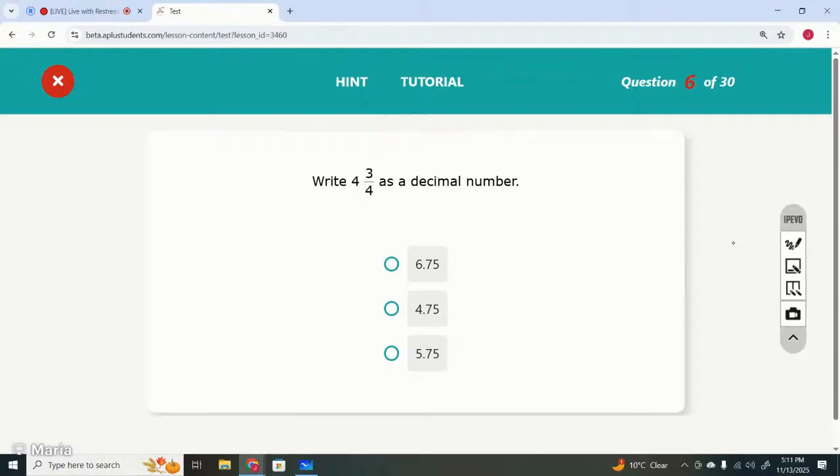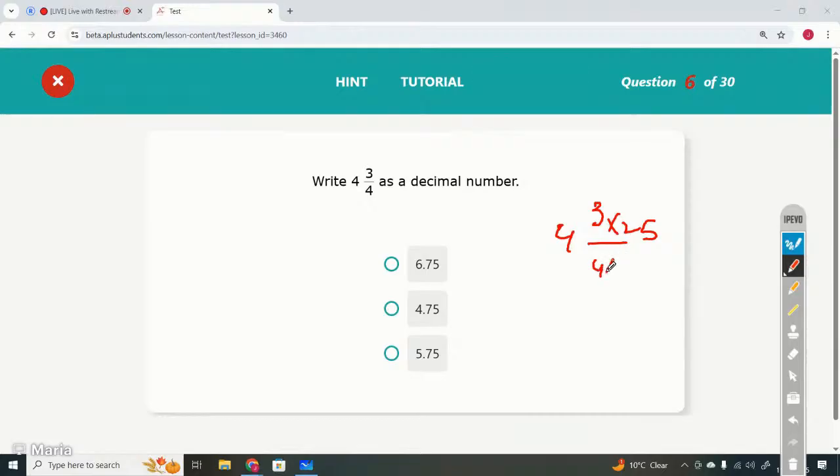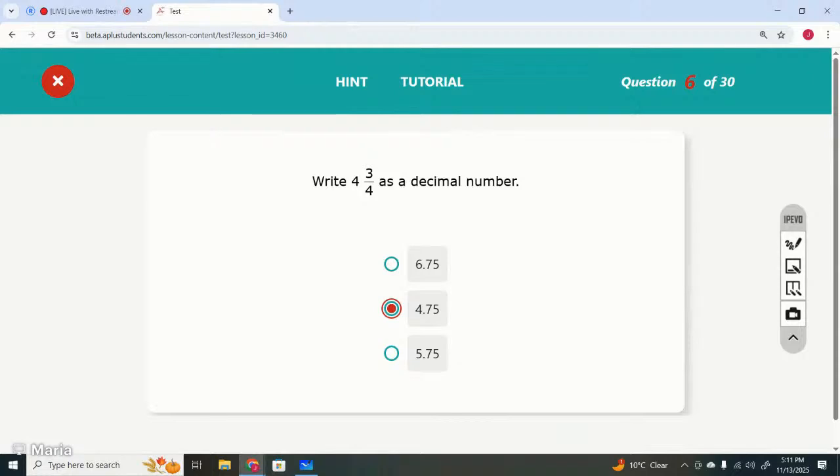Write 4 whole 3 by 4 as a decimal number. So we need to write it as a decimal number, right? Just look at the fractional part. Make the denominator equal to 100. So multiply the fraction by 25 because 4 times 25 is 100. 4 whole 75 by 100. That is 4.75. Option number 2 is the correct option.